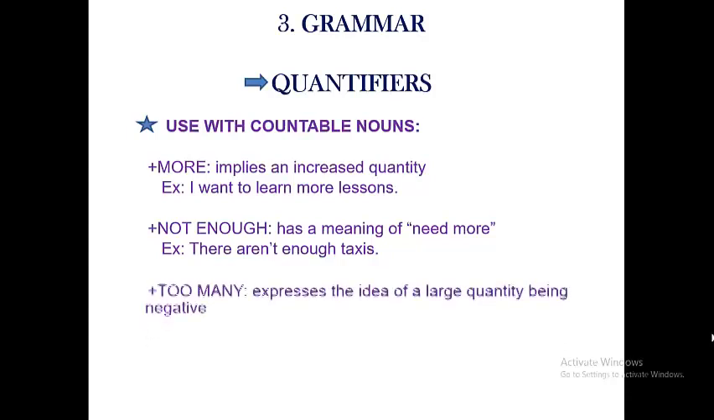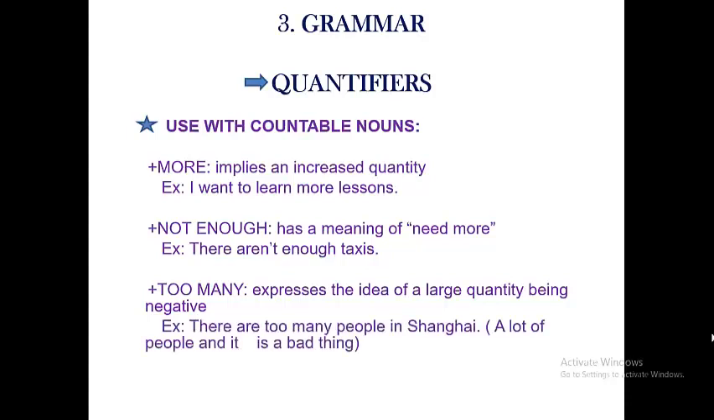And the next one is too many. Too many expresses the idea of a large quantity being negative. Remember, negative, something that is not good. Okay, for example, you can say there are too many people in Shanghai. Shanghai is a big city. It has a lot of people.